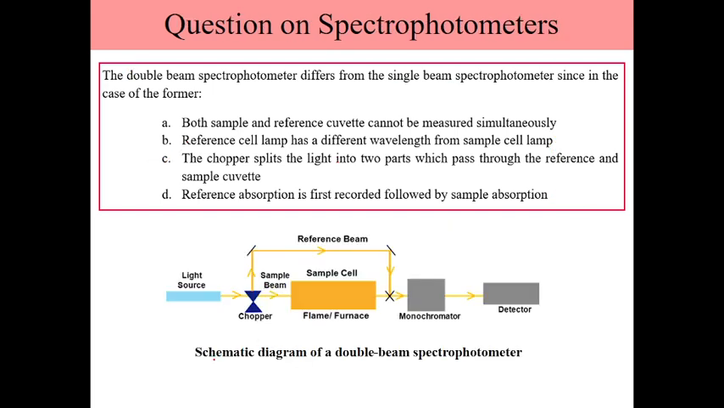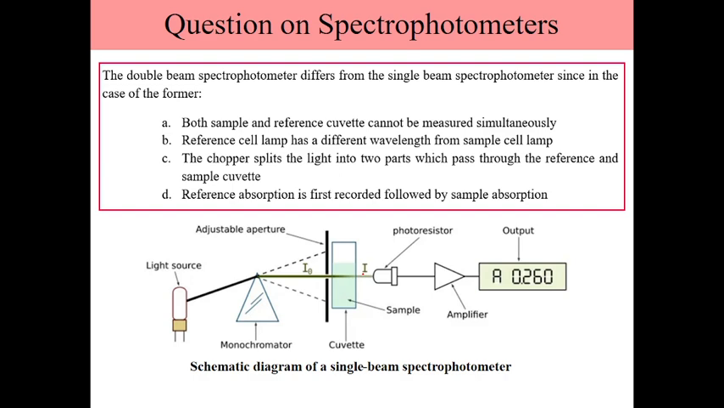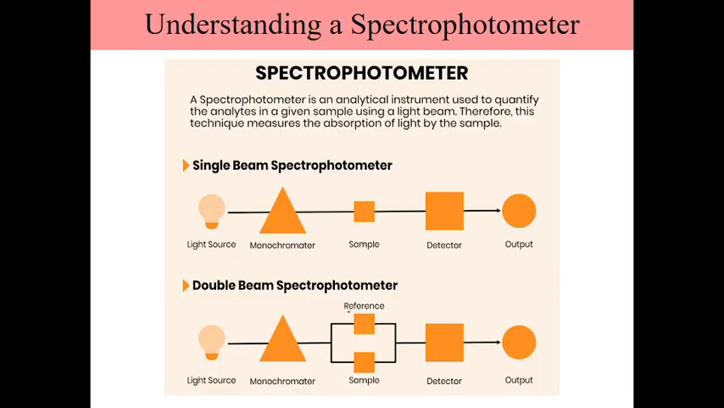Look at this. This is a schematic diagram of a double beam spectrophotometer. The chopper splits the light into two parts, and there is a single lamp. The beams go to the reference and the sample cell. Both of them can be measured simultaneously. This is actually the diagram of a single beam spectrophotometer, where there is only one cuvette, and first you add the reference, then you throw the reference out, and then you add the sample. This is how it is done. This diagram helps you understand these spectrophotometers better.